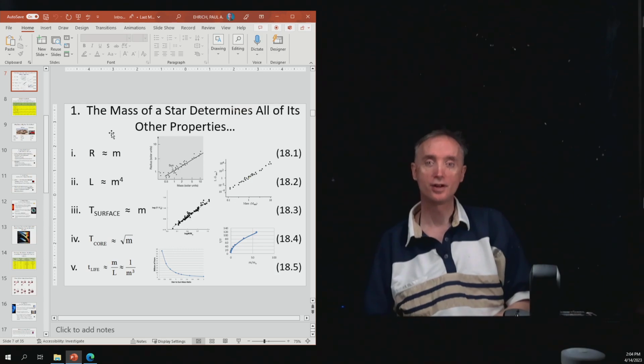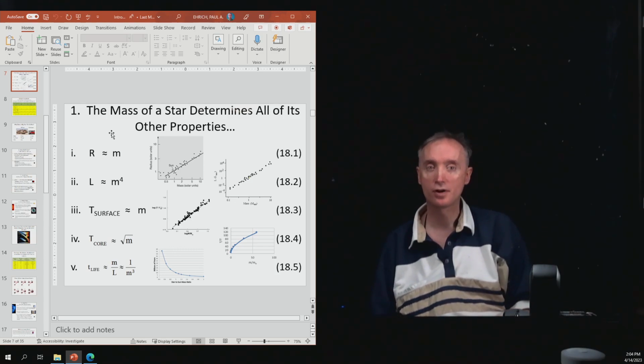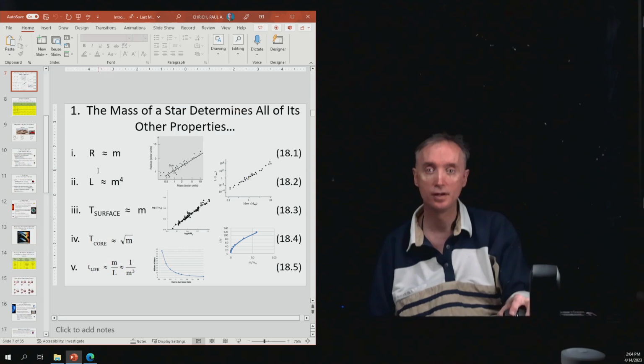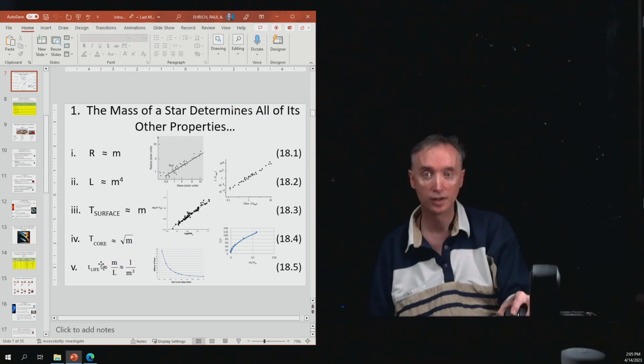All right, so number one, the mass of the star determines all of its other properties. Mass is the number one thing that's going to determine the fate of a star. As you can see, the radius of a star is determined by its mass. The brightness of the star is determined by its mass. The temperature of the surface of a star is determined by its mass, and the temperature of its core is determined by its mass. And then how long the star is going to live is also determined by its mass.